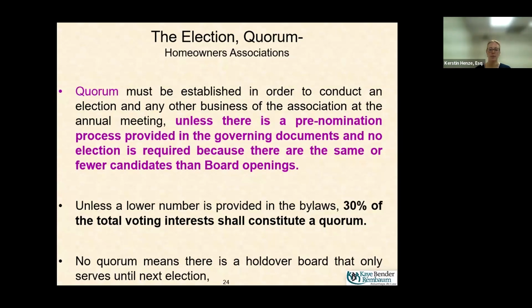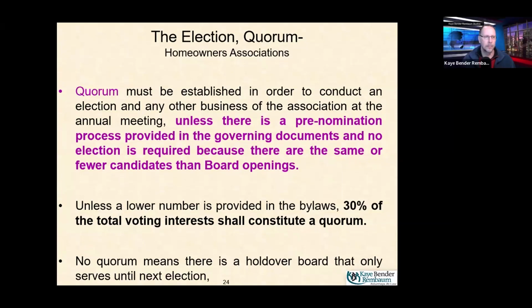Unless a lower number is provided in the bylaws, quorum is going to be 30% of your membership. So if your bylaws, let's say, say that quorum is a majority of the owners, then you default to what the statute says, which says your quorum has to be 30%. If your bylaws say your quorum is 10% of the membership, then you go with that.